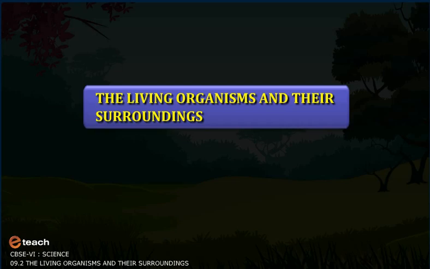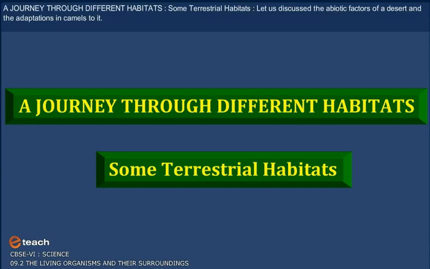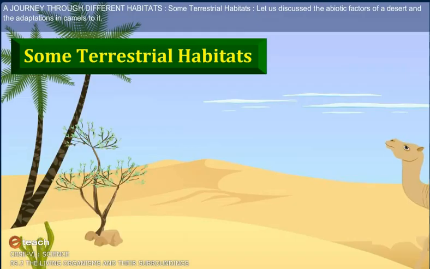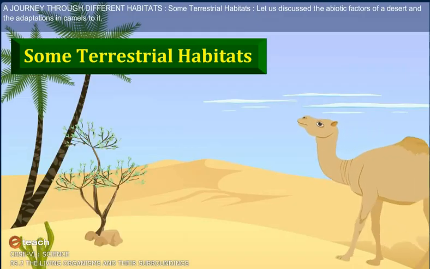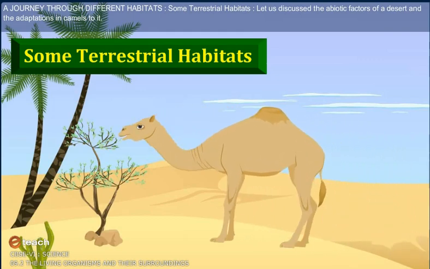The living organisms and their surroundings. Learning about a journey through different habitats. A journey through different habitats. Some terrestrial habitats. Let us discuss the abiotic factors of a desert and the adaptations in camels to it.